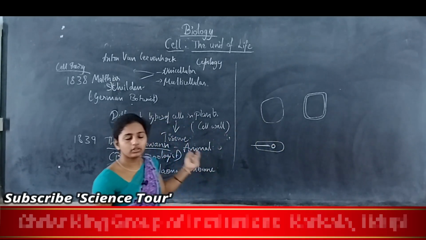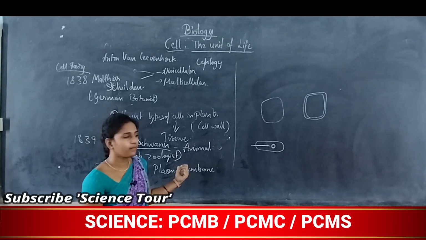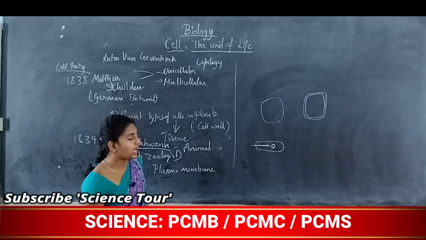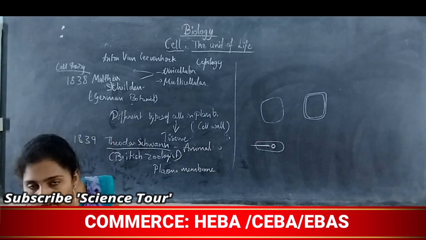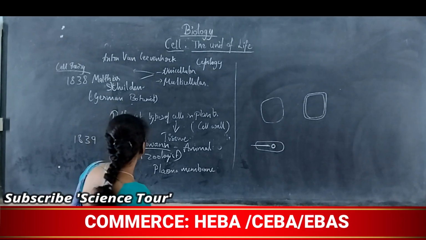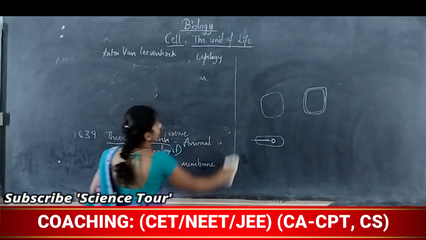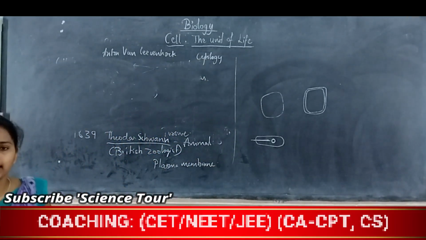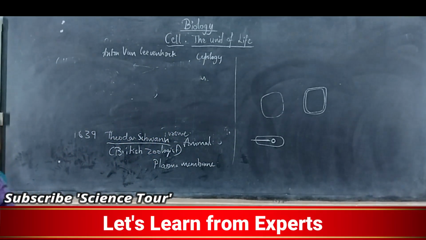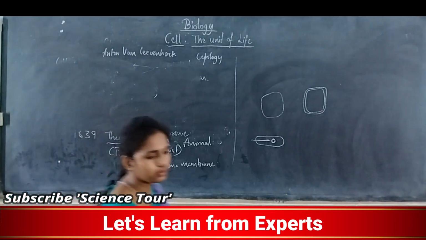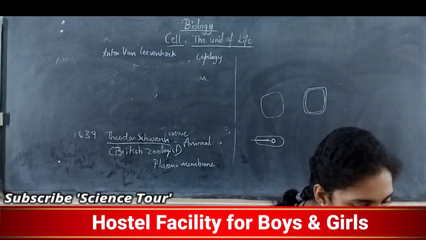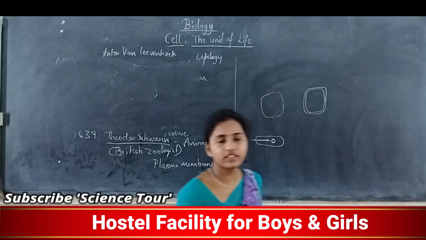So on this basis he differentiated the plant cell and animal cell, and he also proposed a cell theory. He proposed a cell theory that all the plant and animal cells are composed of cells.